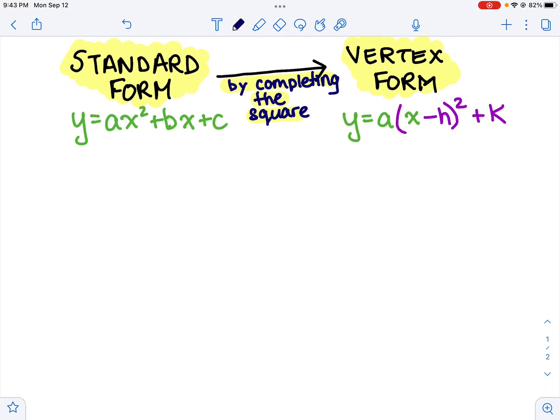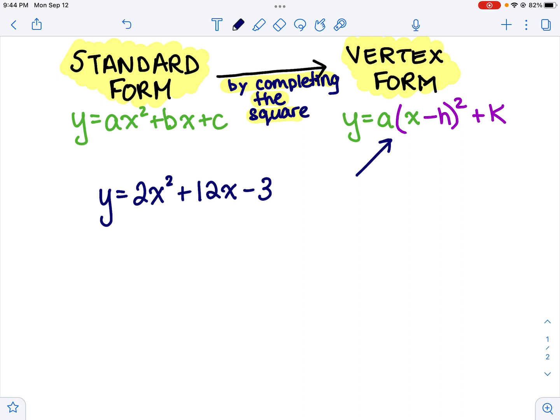Hi, this is a video on changing a quadratic function from standard form into vertex form. So here it's in standard form, y equals ax squared plus bx plus c. Just for example, it could look like this: y equals 2x squared plus 12x minus 3. And we want it to look like this.